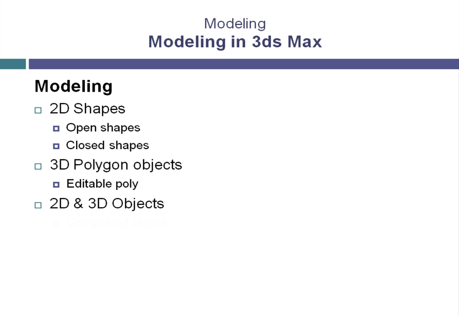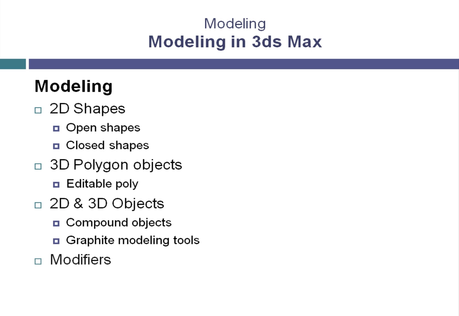We'll look at objects called compound objects, one of which will allow us to cut a 2D shape into a 3D object to define the edges of roadways. We'll look at using the graphite modeling tools in more detail so we can create our 3D objects and edit those objects as well. We'll look at an important concept in 3ds Max called modifiers.